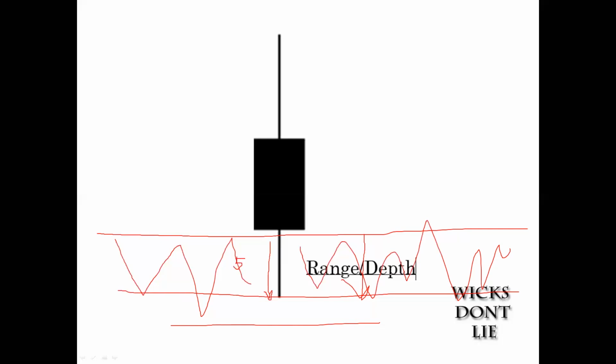It can still reverse and go up, right? Or go down, if you're looking at a bullish candle at resistance. So this is the depth of the zone. This wick just says that my range or depth is 5 pips, right? So my zone is 5 pips deep.